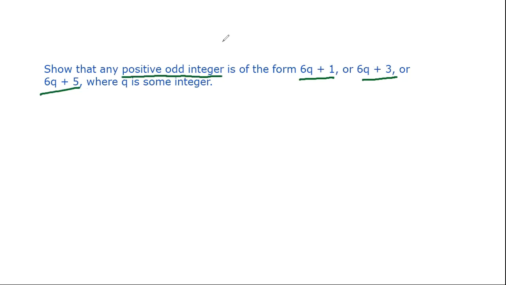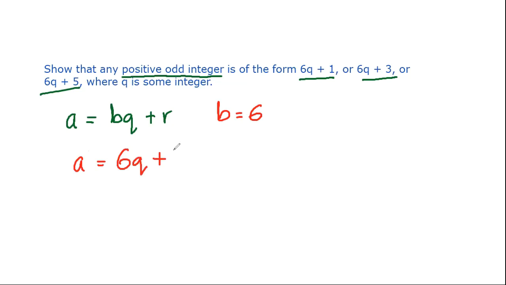Let's try to apply Euclid's division lemma here. We shall take b as 6, so that we can write any positive integer in the form a is equal to bq plus r. We are taking b as 6 and let a be any positive integer. So we will get a is equal to 6q plus r. The range of this remainder r will be 0 less than or equal to r less than b. Here b is 6.